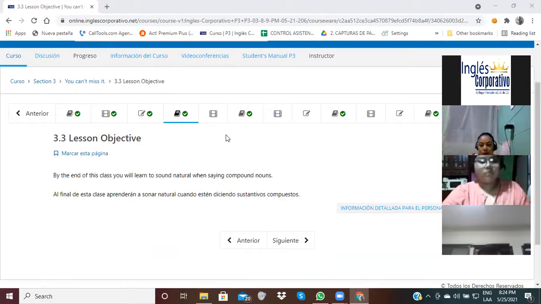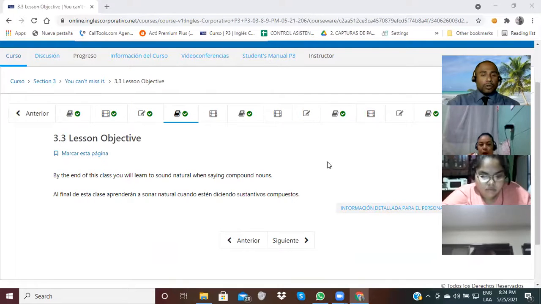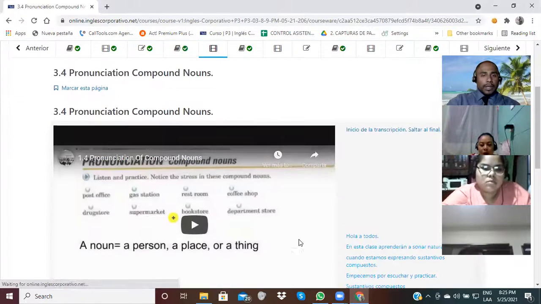By the end of this class, you will learn to sound natural when saying compound nouns. Al final de esta clase, aprenderán a sonar natural cuando están diciendo sustantivos compuestos. Listen, please.